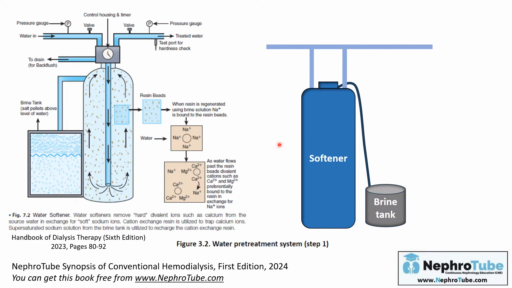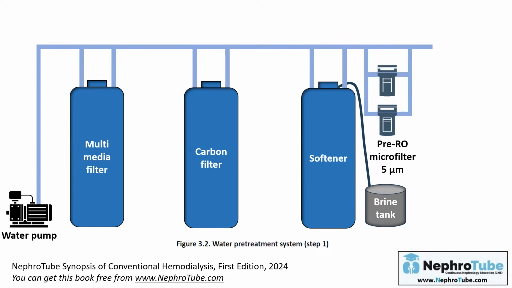Again, why are we trying to remove calcium and magnesium? Because they can damage the RO membrane. Before going to the next step, I want to mention that the carbon filter and the water softener may be exchanged in some centers. Here in Egypt, the practice is to put the carbon filter before the softener, but in some areas outside of Egypt, they put the softener before the carbon filter.